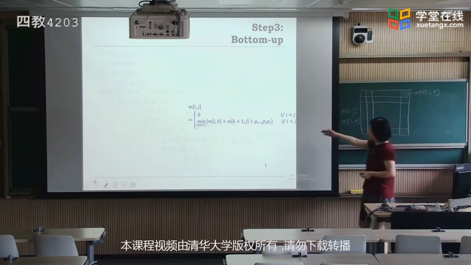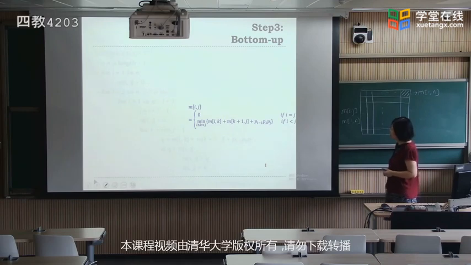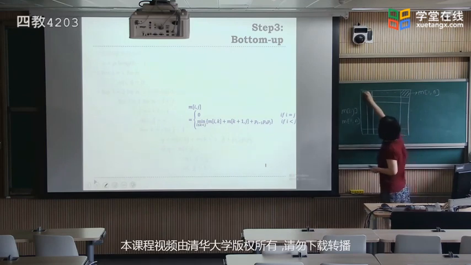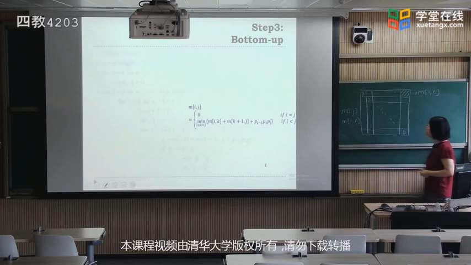And let's look at this recurrence carefully. For i equals j, that's the diagonal. We know the value is 0. So 0, 0, and 0.